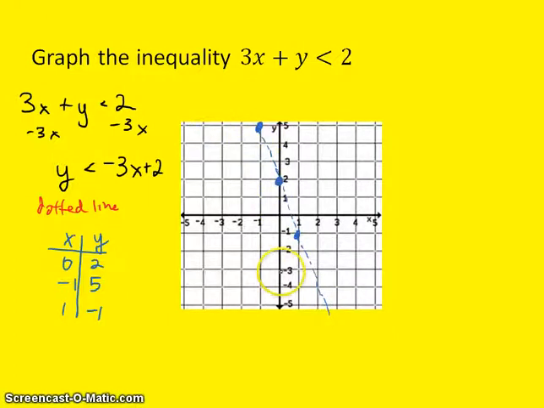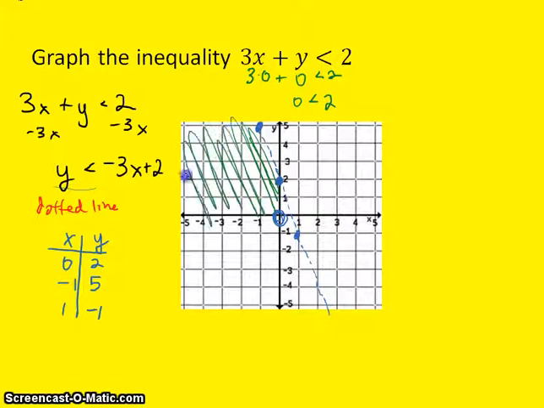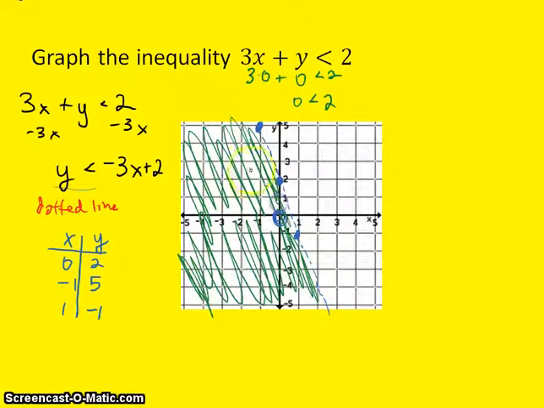Now it's less than, so I think this side here is below, but I'm not quite sure. But I know 0, 0 is a nice number, and I know it's on this side of the line. So I want to see whether 0, 0 is a solution. I can plug it into this equation here, or this top one, either one. 3 times 0 plus 0, is that less than 2? Yes, it is, because 0 is less than 2. So that means I shade the bottom part, or kind of the left hand side.